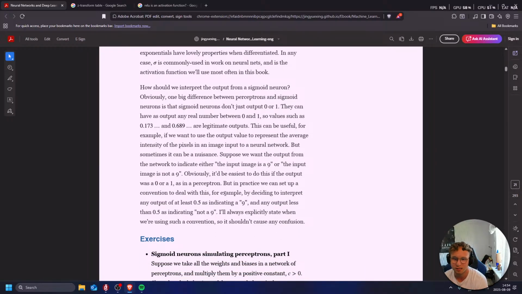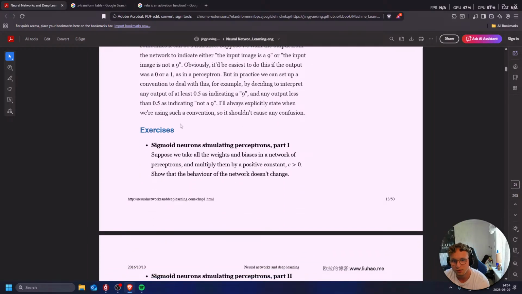I will always explicitly state when we are using a convention, so it shouldn't cause any confusion. So exercises, sigmoid neurons simulating perceptrons, part 1.